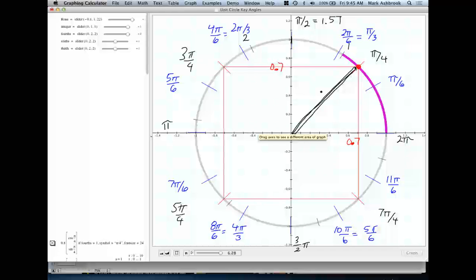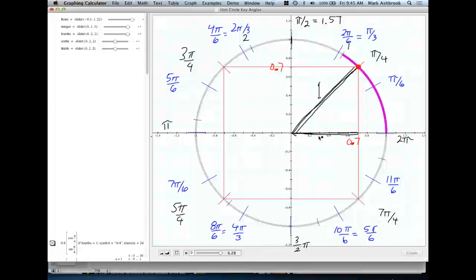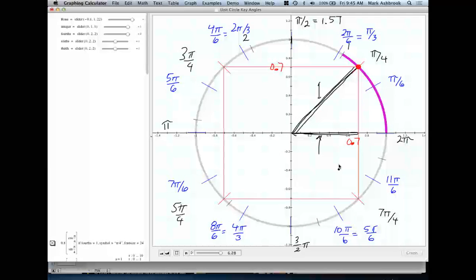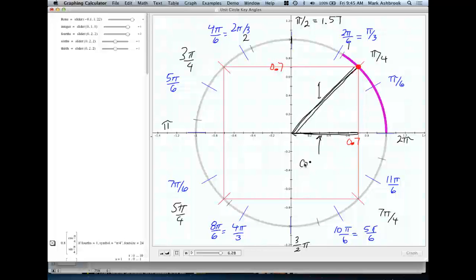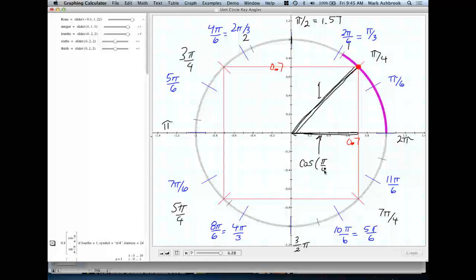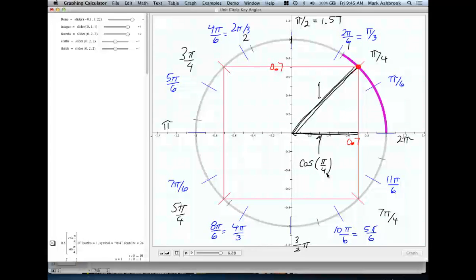That's 1. That's our radius. Okay? And what's this right here? How can we say what that is? We're estimating it's 0.7, but what is it exactly? That value right there, that length. Cosine of what? Pi over 4. It's the x-coordinate when the angle's pi over 4.